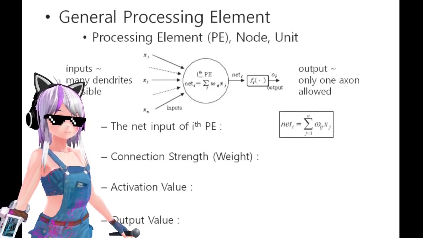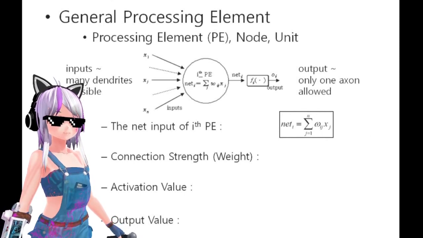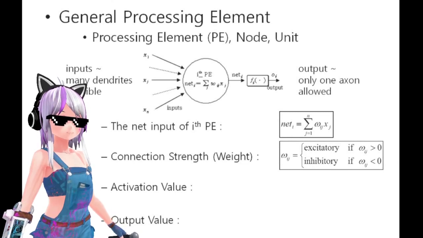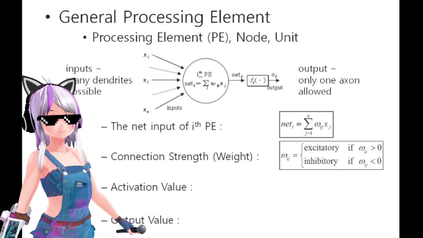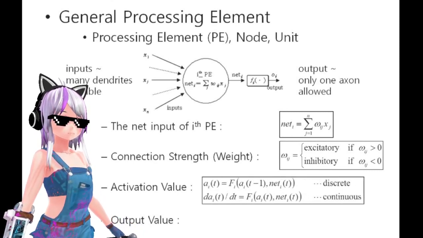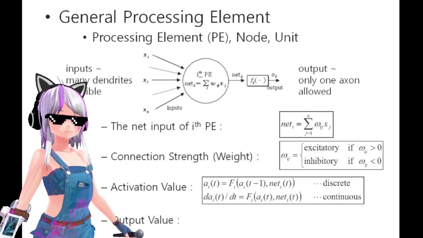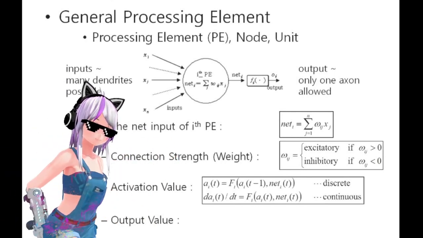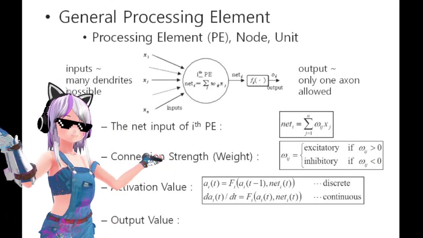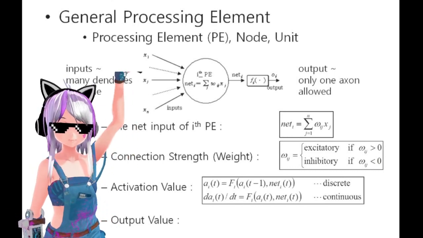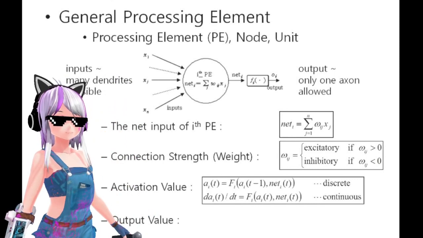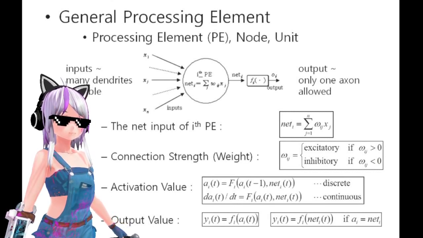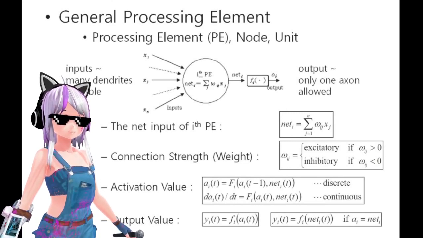The net input of the i-th processing element is net i, which is just the sum product, j from 1 to n, of w_ij x_j. The connection strength is the weight. I told you these are the parameters. So w_ij is excitatory if w_ij is greater than 0, and inhibitory if w_ij is negative. Then we have an activation value a_i(t), which is phi of a_i(t-1), net_i(t) if it is discrete. And we have a differential equation, da_i/dt, which is f_i of a_i(t), net_i(t). So a_i(t) is the state, actually the output of this function, and net_i(t) is the input. In this case, this is continuous iteration. Therefore, the output value y_i(t) or o_i(t) is phi of a_i(t), which is phi of net_i(t) if a_i is net_i.